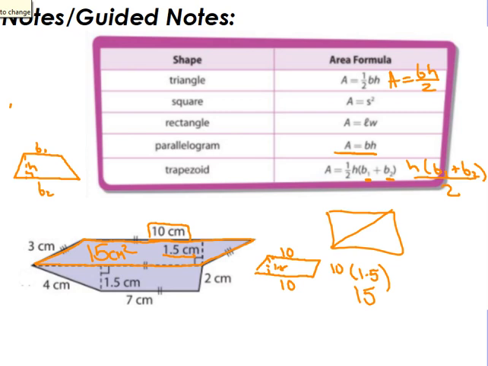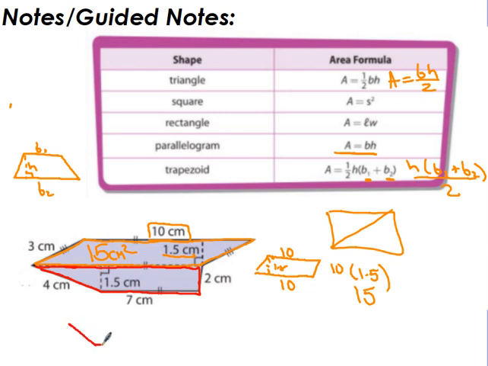Now, let's look at this bottom. I could do the area of this as a trapezoid. This is a trapezoid. The reason why is it has 4 sides, with one set of parallel lines. I have base 1, I have base 2, and I have a height. Here's what I mean by that.